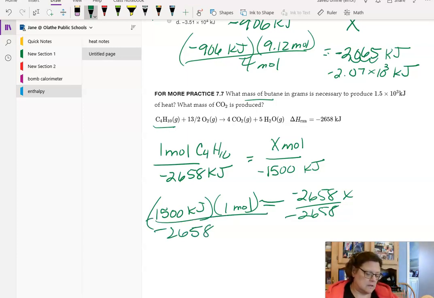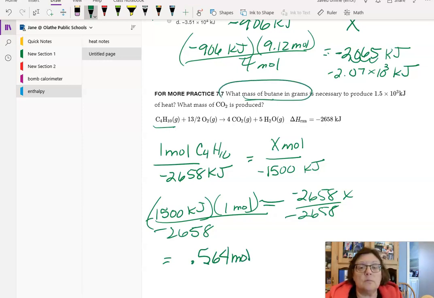And so we get negative 1,500 divided by negative 2658, which is 0.564 moles. Now, is it asking us for moles? No, it wants grams. How do we go back from moles to grams? That's right, we multiply by the molar mass of butane.